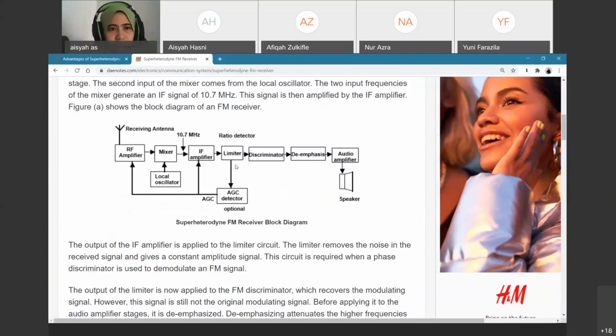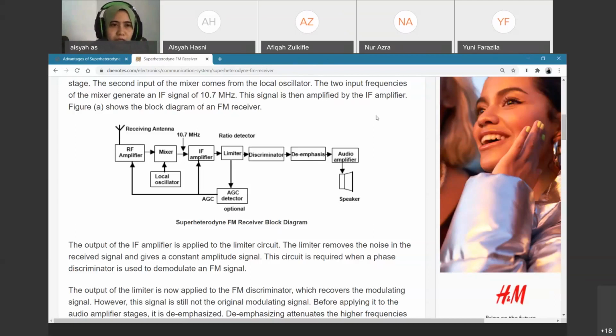Block diagram of FM receiver, or we call it the super heterodyne FM receiver. Before this, some of you already shared about FM demodulation. FM demodulation changes the modulated signal to the modulating signal. But this modulating signal needs to be received by the receiver for us to hear the signal. So this is the block diagram in the receiver of frequency modulation.